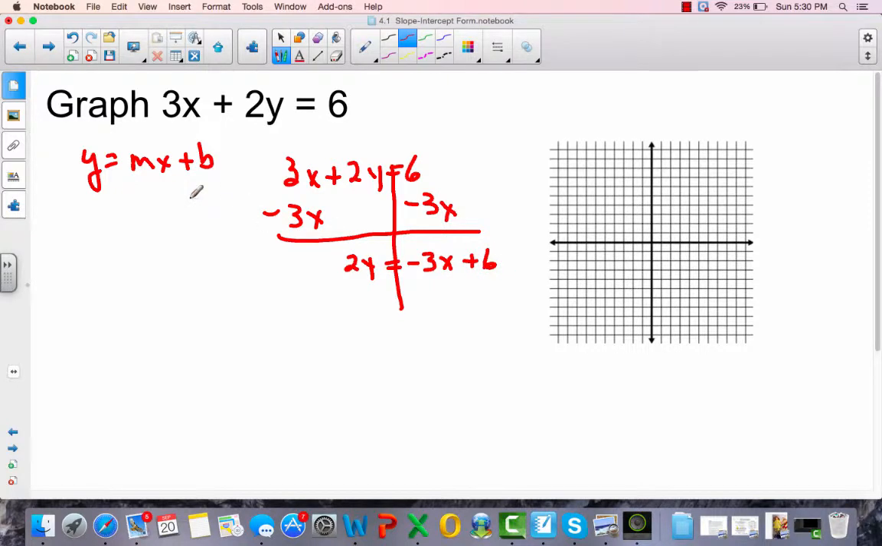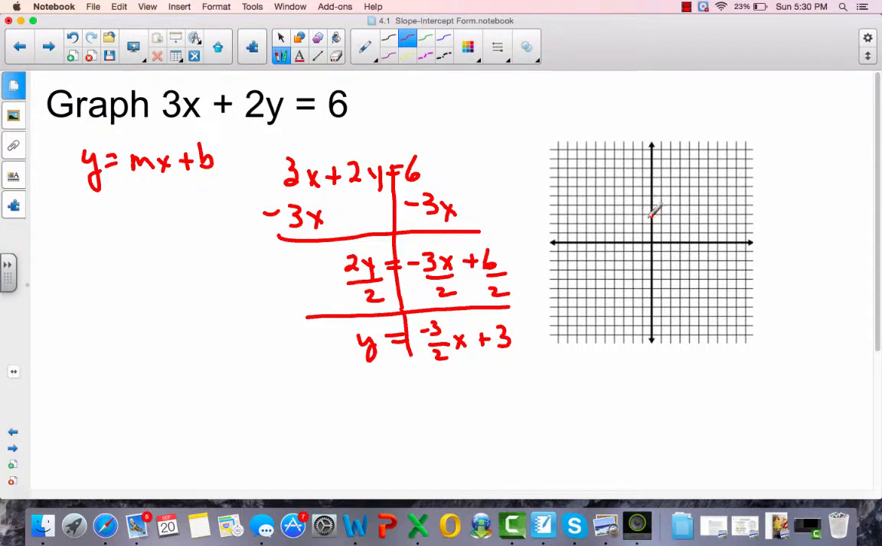You notice now we're in the form of y equals mx plus b, except it says 2y, and we want it to say y. So we divide both sides by 2. And that gives us y equals negative 3 halves x plus 3. Now we come over here, we've got the y-intercept of 3. We go up here, 1, 2, 3. And our slope is negative 3 halves.